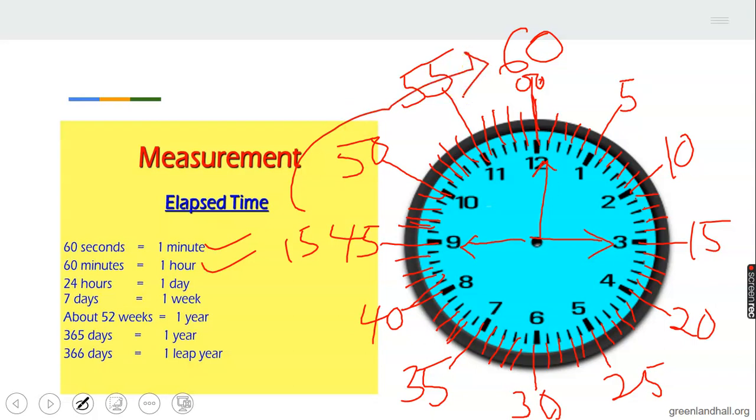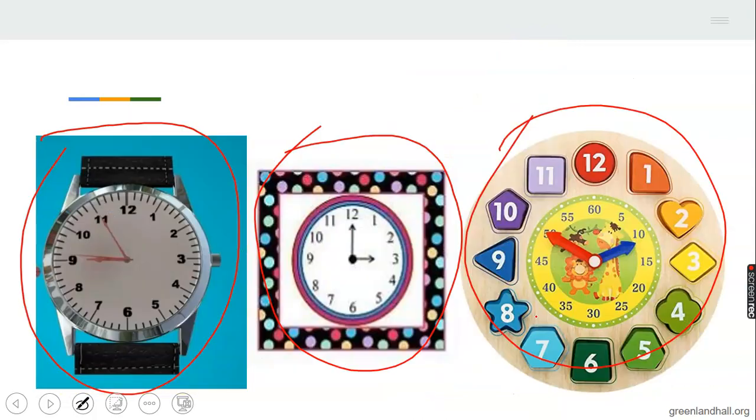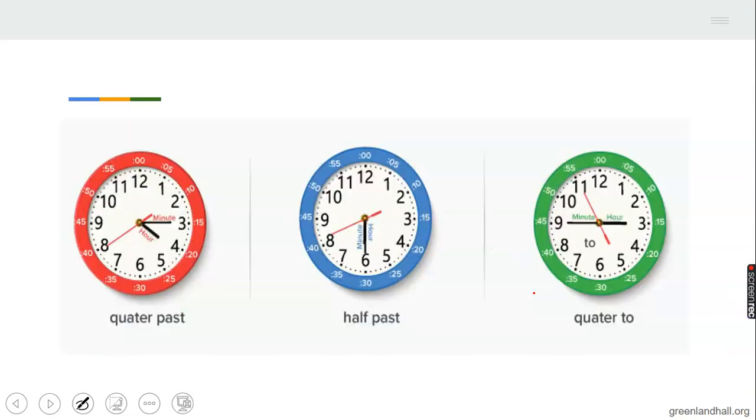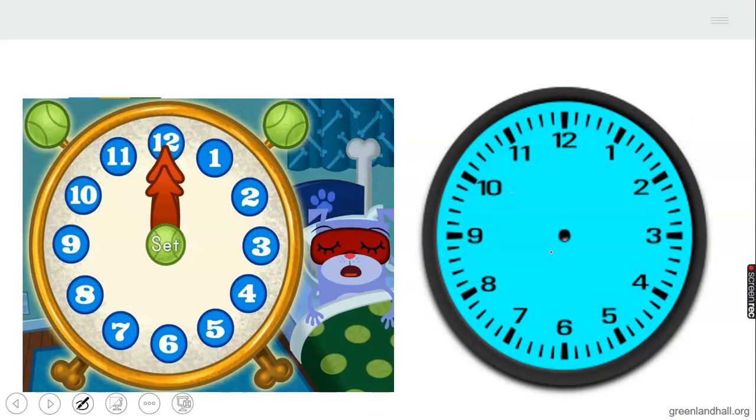Okay, if it is on 6, that's half past. Is that taken? And if it is on 9, that's 15 minutes to, also called 45 minutes. Okay, this is it. Facing 3, that's quarter past. Facing 6, half past. Facing 9, that's quarter to.